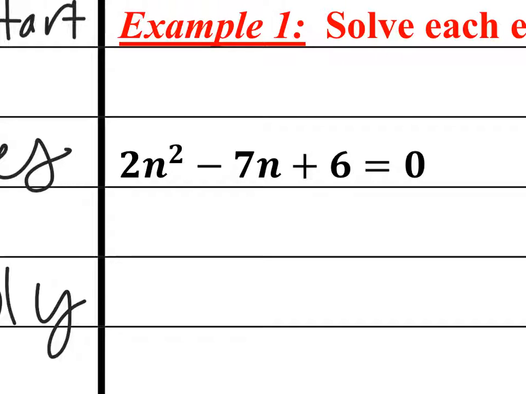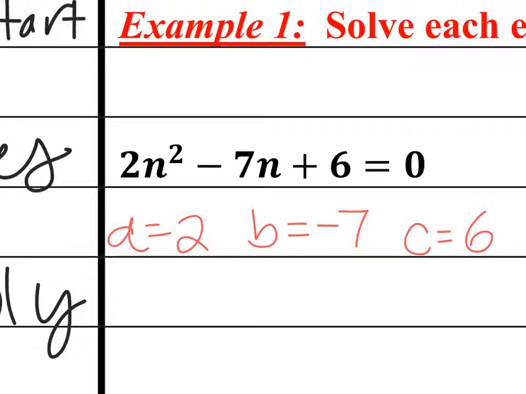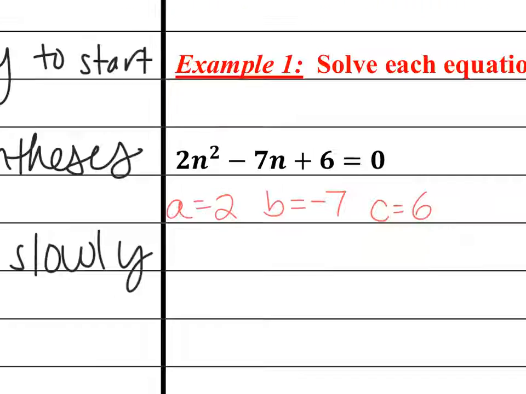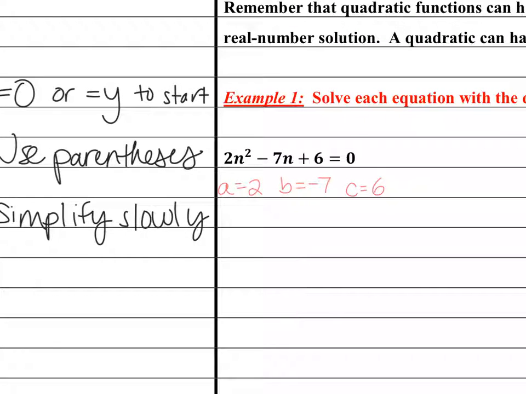Best practice would be to write down what a equals, b equals, and c equals before you start. So for this one, a is equal to 2. b is equal to -7. That matters, that it's negative. And c is equal to 6. Now, we're going to use the quadratic formula.